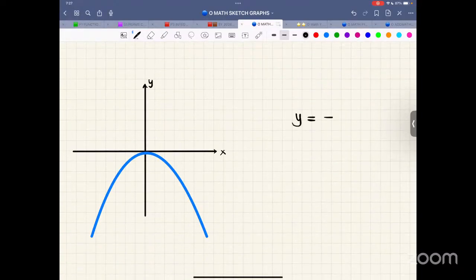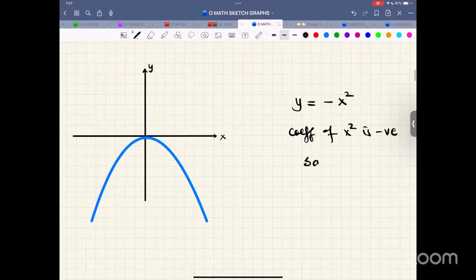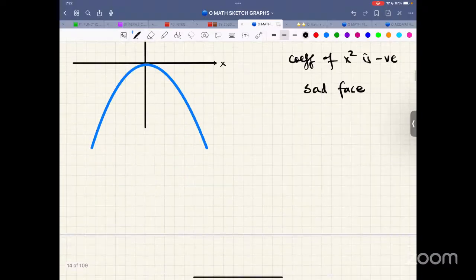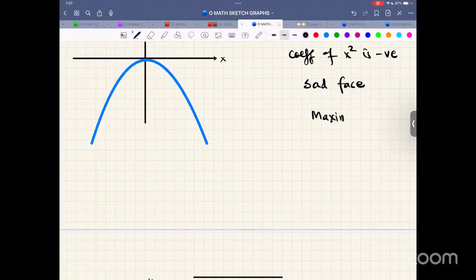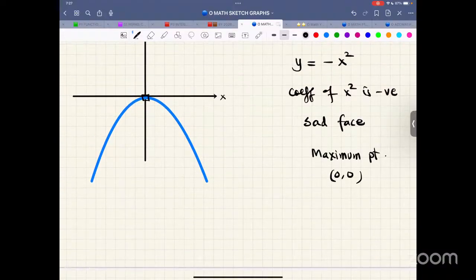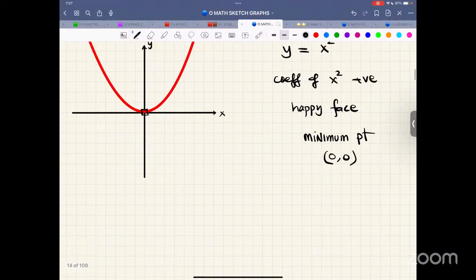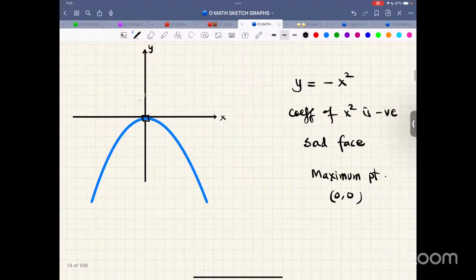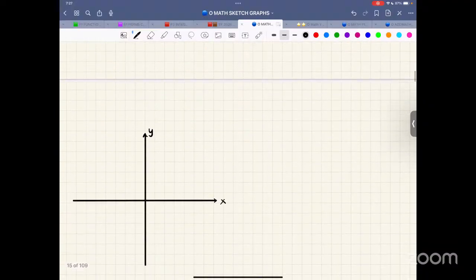Y is equals to negative x square. The coefficient of x square is negative. That is why this is a sad face graph. And instead of minimum, it has a maximum point. And this maximum point is 0, 0. That is the basic idea. So minimum point, maximum point, and let's now play with this.